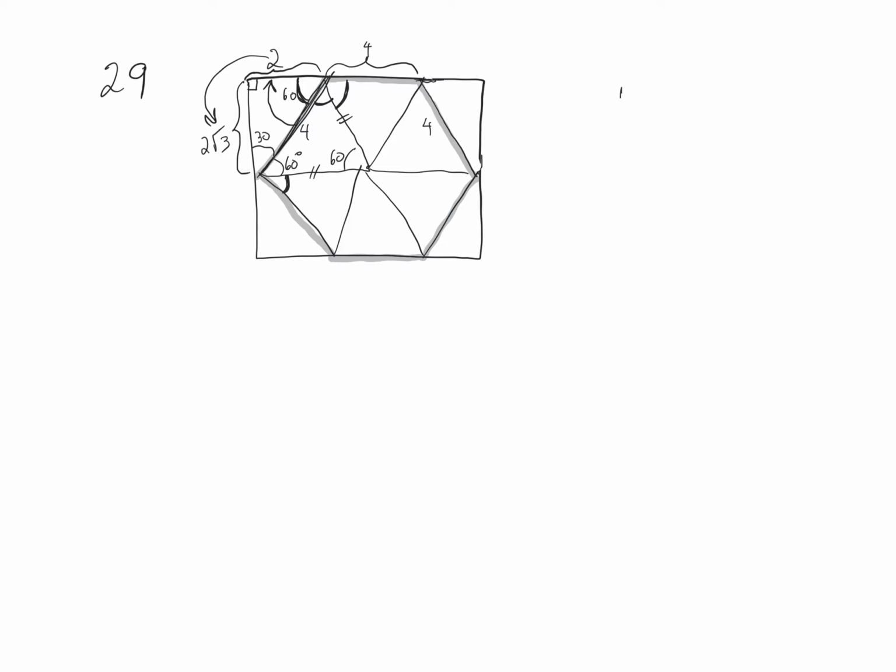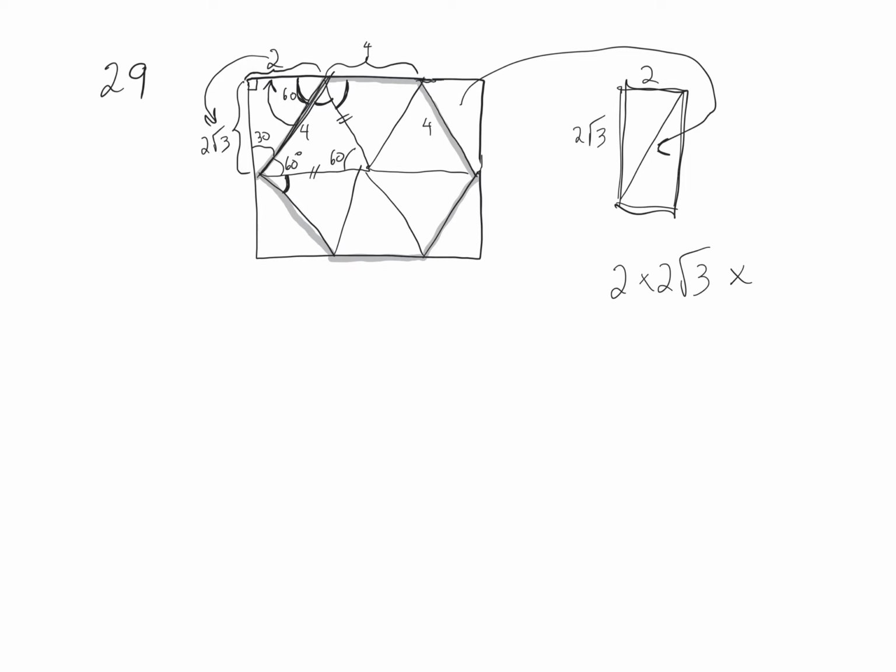So we have a triangle that is 2 by 2 root 3. But we have 4 of them. So we're going to have another one here. This one would fit right in there if we flipped it. And so we have a rectangle that is 2 by 2 root 3, and we have 2 of them. So we have 2 times 2 root 3 times 2 of these rectangles, and that's 8 root 3, and that's our answer. A.